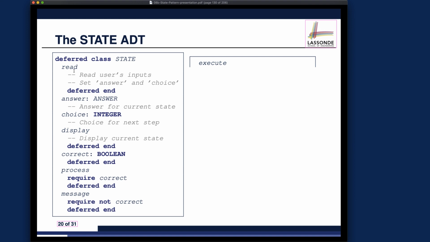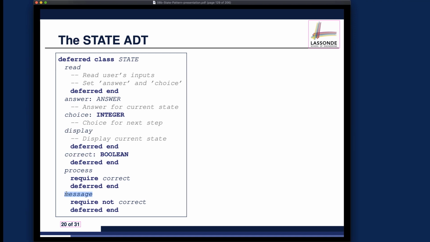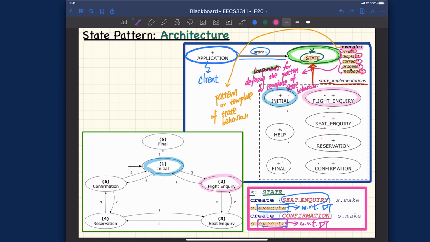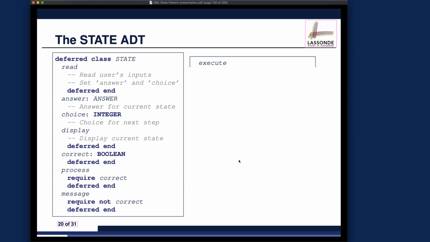Okay, so you can see all the features so far: read, display, correct, process, and message. All these are simply deferred. They simply correspond to what we set over here, right? Just to verify that. So now, finally, we're going to present this particular execute as I just previously informally described.